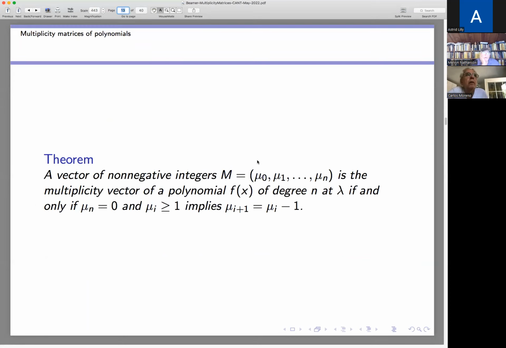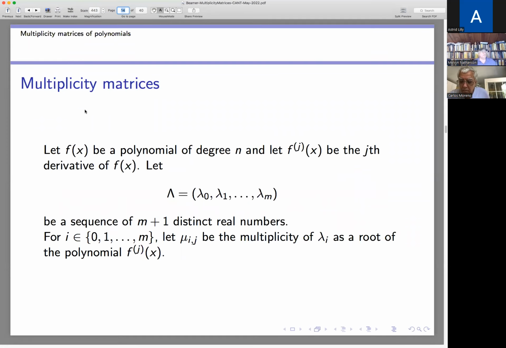So if you want to know what multiplicity vectors are multiplicity vectors of polynomials at a point lambda, the answer is all of them. Whenever you have a multiplicity vector and you pick a number lambda, you can write down a polynomial f of x for which that multiplicity vector is the multiplicity vector at that point. So this becomes interesting when we try to look at the multiplicity vectors of a polynomial at 2 or more points.